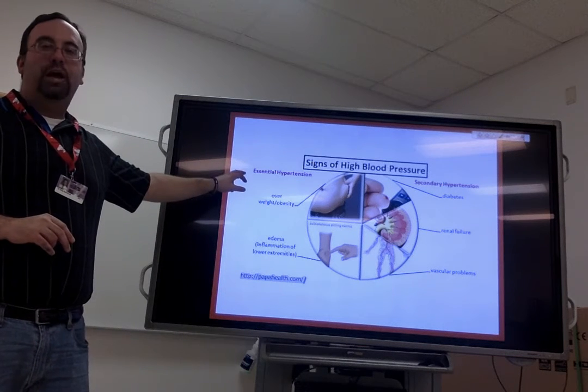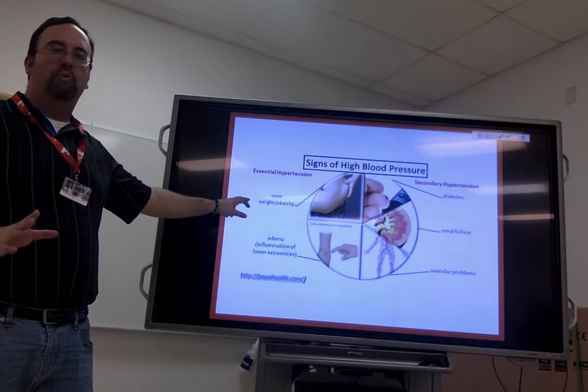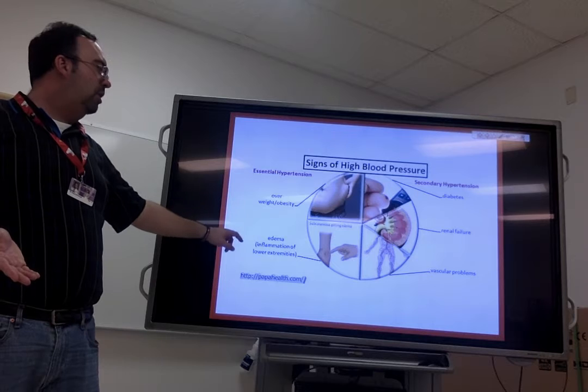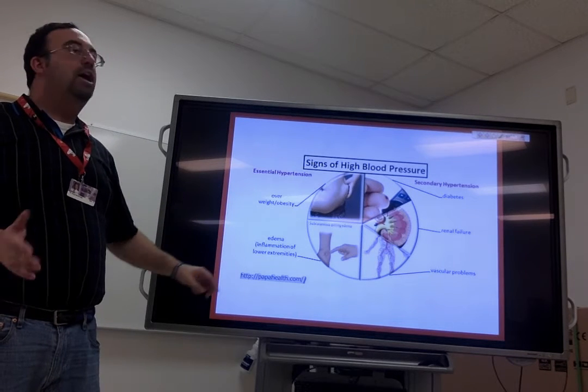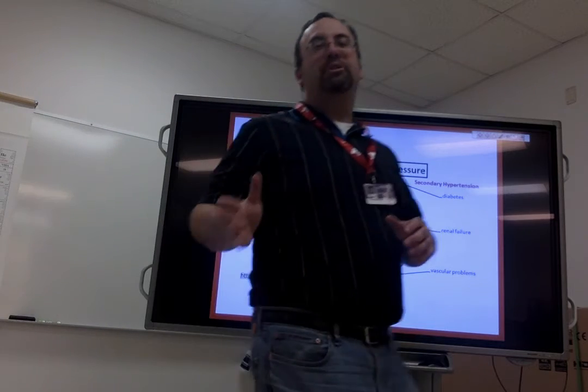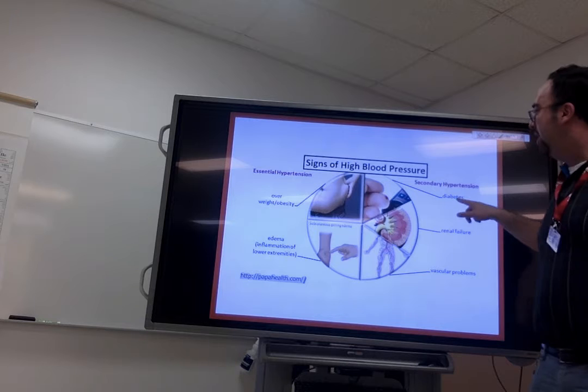We have essential hypertension. This is due to people who are either overweight or considered obese. We can also have edema, which is an inflammation of the lower extremities. We also have secondary hypertension. Secondary hypertension is caused by diabetes.